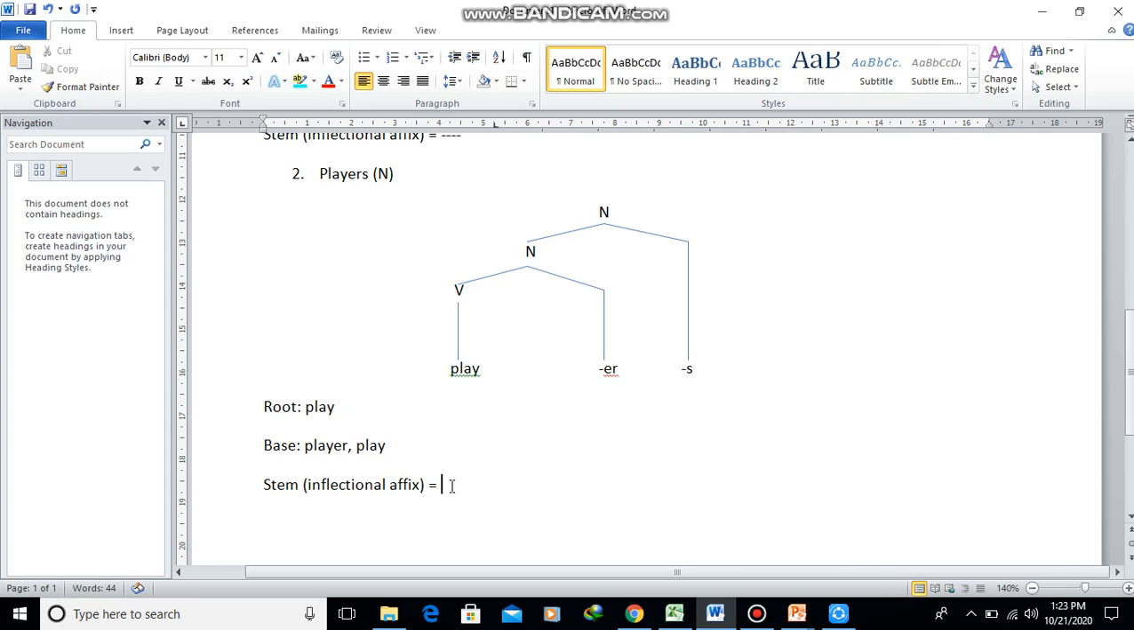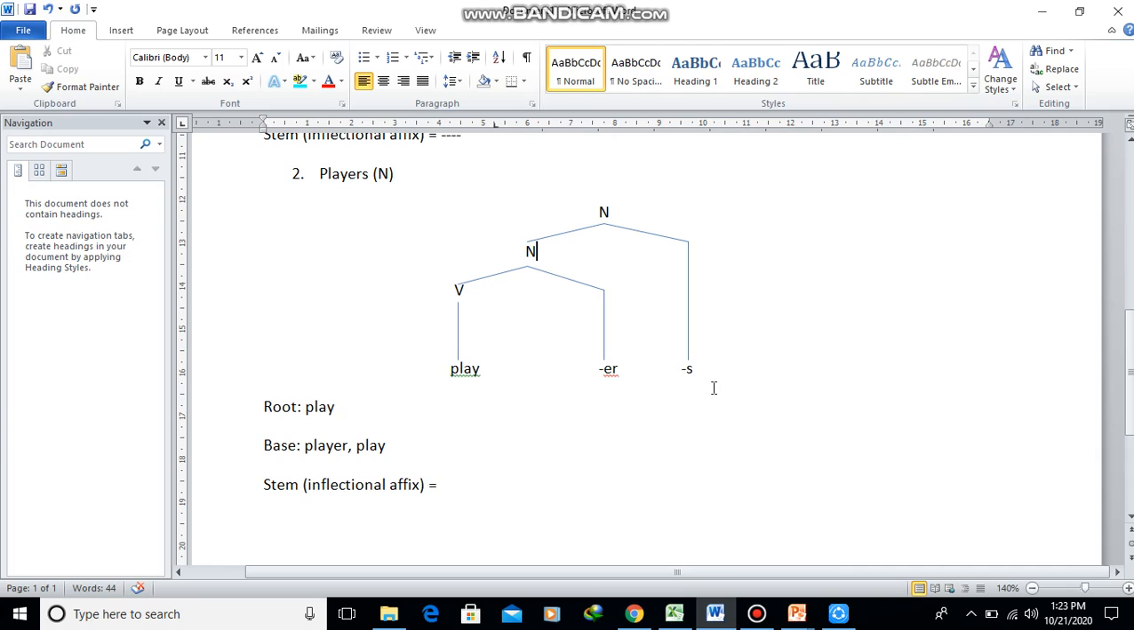Now what about stem? Remember, stem is a word where only inflectional affix is attached, and we see here that there is a suffix, suffix s. This one is an inflectional affix. One of the characteristics is it is put at the very last of the word, and you can see that there is no change of the word class when we put s. So the noun is not changed, it's still a noun.